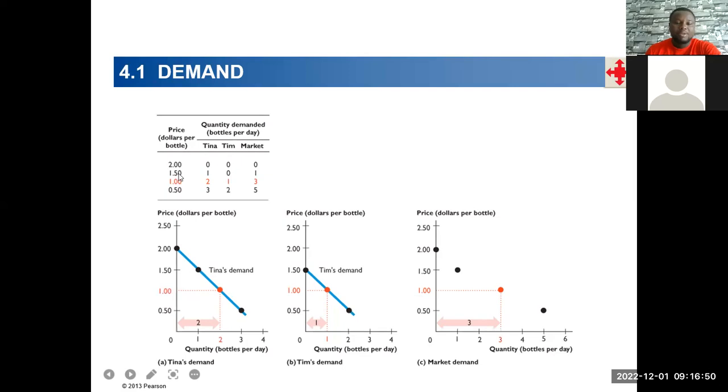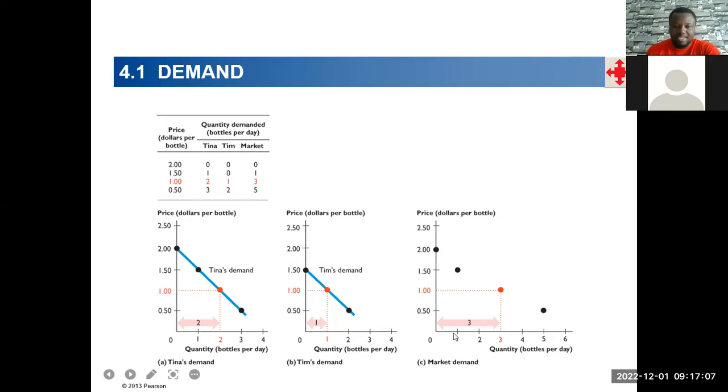Now, when price was 1.5, if you want to find the market quantity, you add what Tina bought and what Tim bought. Tina bought 1. Tim didn't buy anything at all. So the market demand here is going to be 1. So when price was 1.5, the market demand was 1.